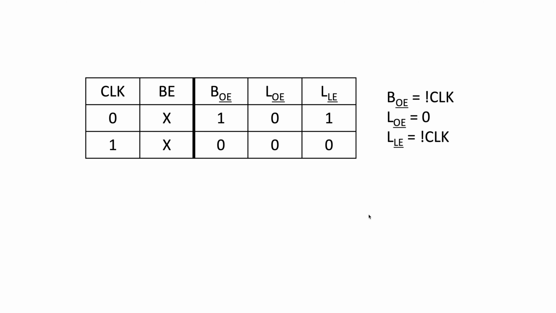So this is the truth table of the circuit from the datasheet. We can see that we ignore the bus enable pin, and we see that the output enable of the buffer is active when the clock is high. The latch is latching also when the clock is high, and the latch is always outputting its contents. So those are the equations of our three output pins. Let's take a look at what it would take to take into account bus enable.